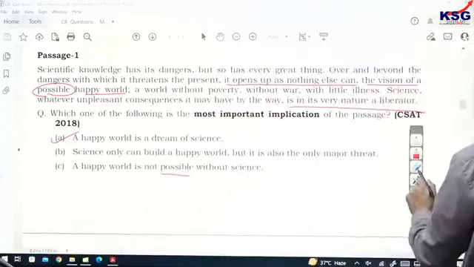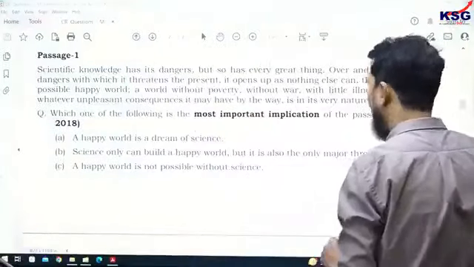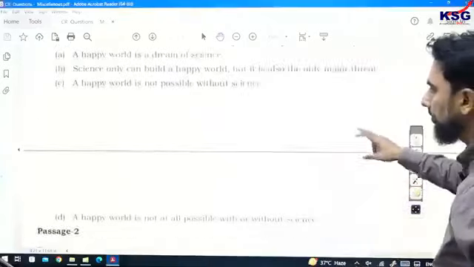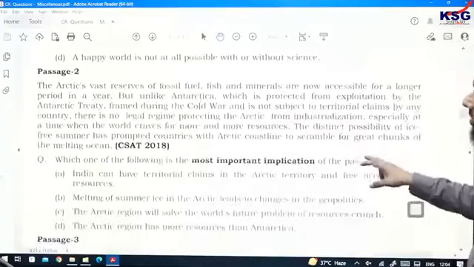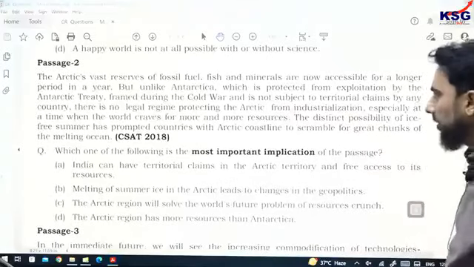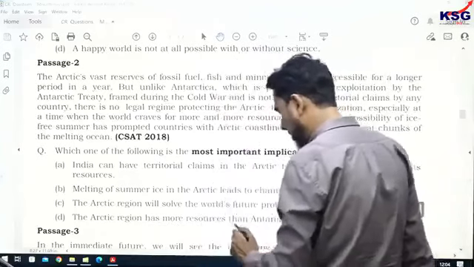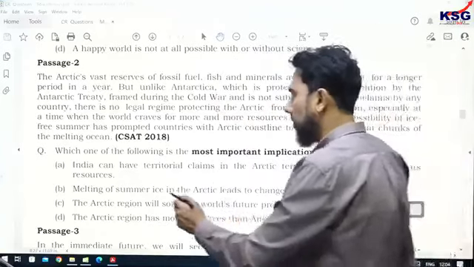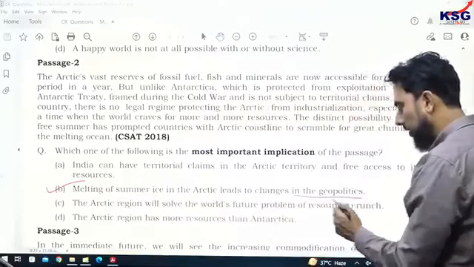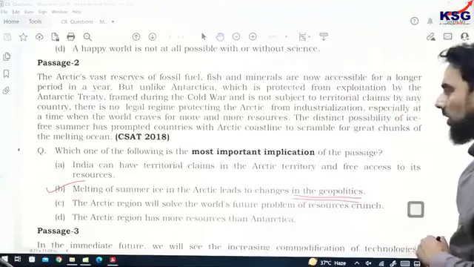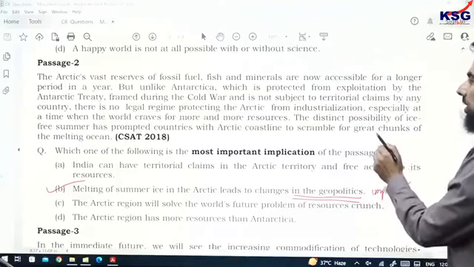The last option D was also a weak option. A happy world is not at all possible with or without science. Wrong. Passage number 2, and the correct answer should be the Arctic region. No, B option it should be. Melting of summer ice in the Arctic leads to changes in the geopolitics. Yes. And it is the impact or effect, and it comes from the last sentence.